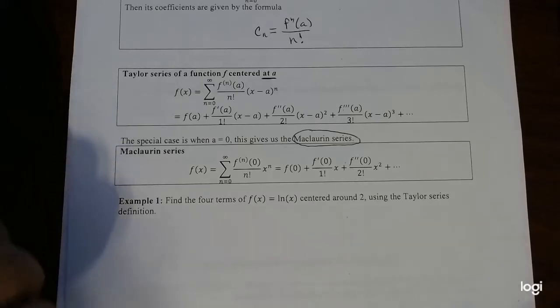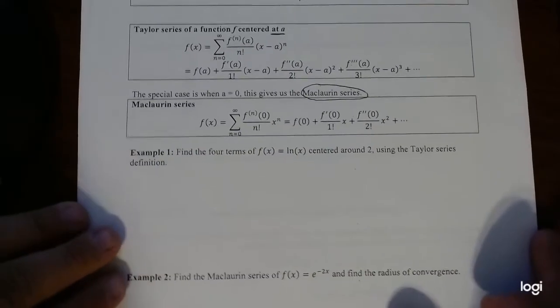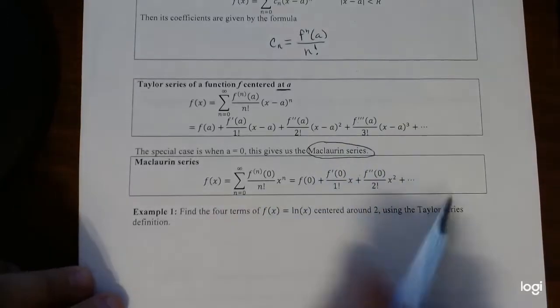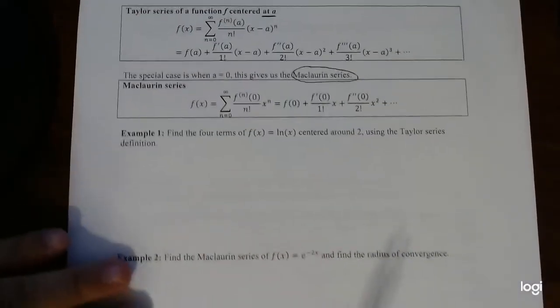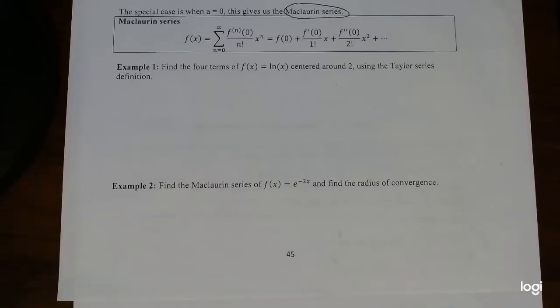So let's actually try an example so you can see how all this comes into play, and how in the world we are about to do this using either the Taylor or the Maclaurin series. Okay. So let's do number 1 right here. It says find the first 4 terms of f of x equals natural log of x centered around 2 using the Taylor series definition.